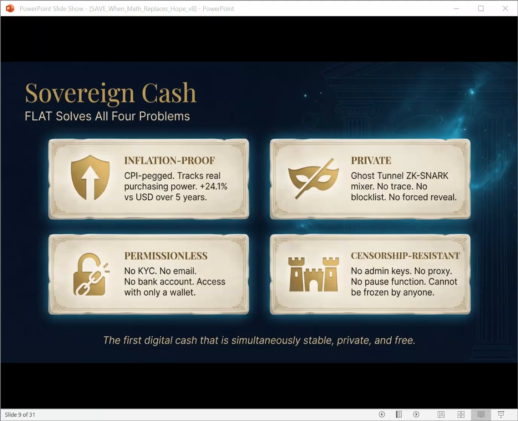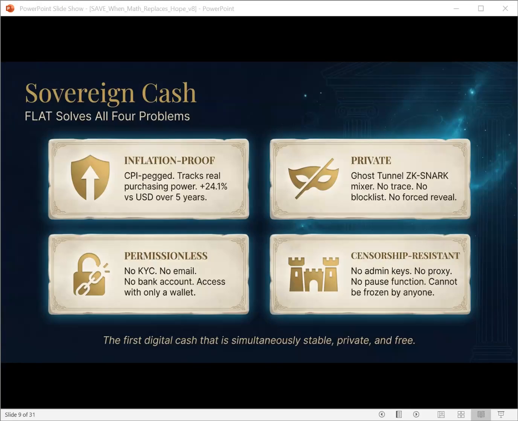Private: Ghost Tunnel uses ZK SNARK technology, zero knowledge proofs, to make transactions invisible, not pseudonymous like Bitcoin, where every transaction is on a public ledger. Actually invisible. The sender, the receiver, and the amounts are all hidden. Permissionless: no KYC, no email, no bank account, no identity verification. Anyone on earth with an internet connection can use it. The 4.2 billion people under capital controls can use flat without asking for anyone's permission.